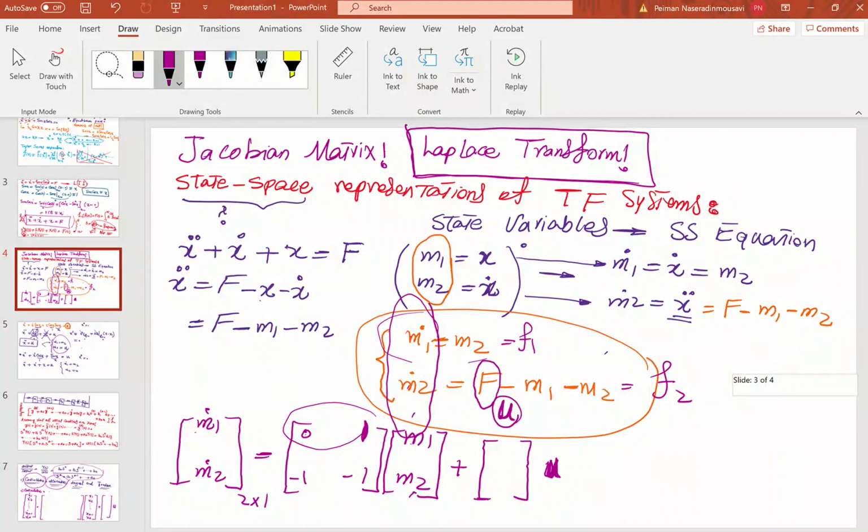So the name of this system is SISO. If you remember from the graduate controller course, single input and single output. SISO system. I'm pushing the gas pedal, and I expect only the position of the car to be changed. SISO system.